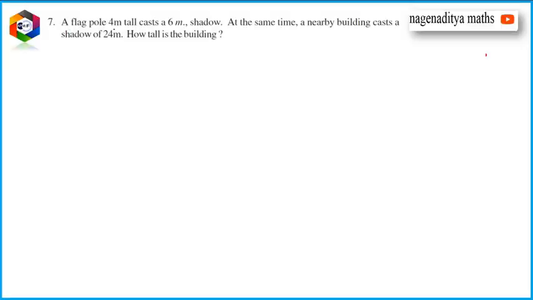A flagpole 4 meters tall casts a 6 meters shadow. At the same time, a nearby building casts a shadow of 24 meters. How tall is the building?